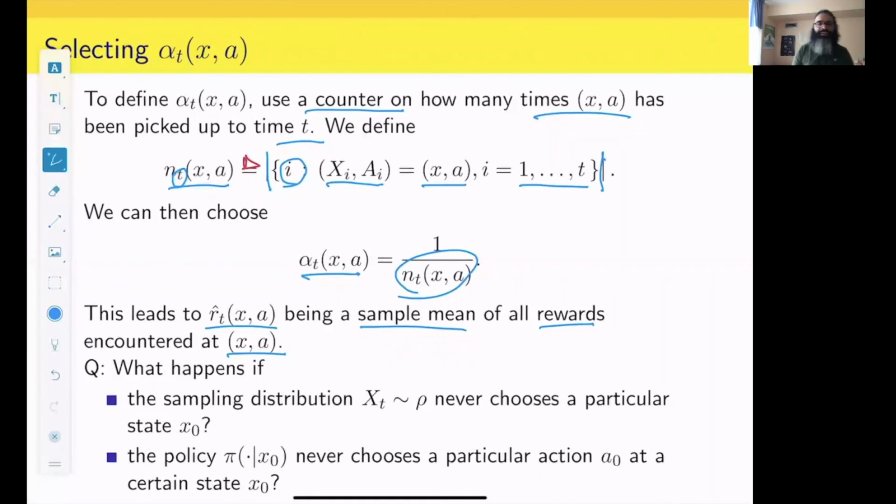Okay, is this clear so far? Now the question is: what happens if I don't observe some of the state-actions? For example, if the sampling distribution x of rho never chooses some particular state x0. Another possibility is that the policy pi, for some state x0, never chooses a particular action at that state x0. So what happens to our estimates?